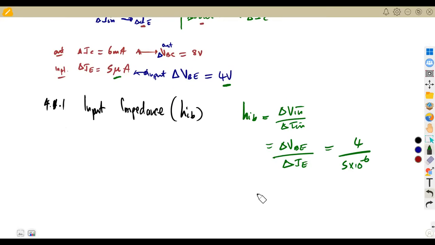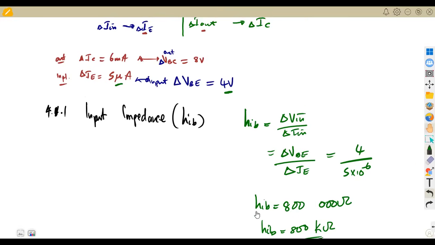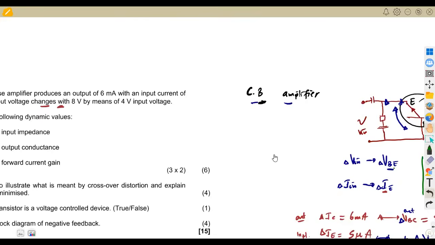So that is going to give us the input impedance. If you simplify properly, you're going to obtain 800,000 ohms, which is simply 800 kilo ohms. You can just write in short 800 kilo ohms. So that's for the input impedance, voltage in over current in, but the voltage in is the base emitter voltage, and the current in is the emitter current. That's the whole idea there. So let's check the other part.